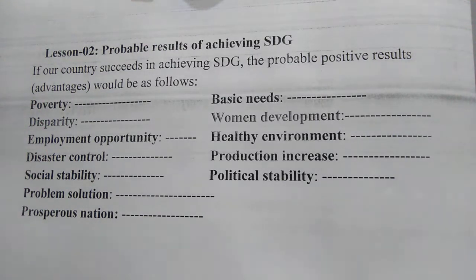Next point, women empowerment, women development. Gender equality will be established. Women repression will reduce. As a result, women empowerment will be ensured in our family, society, state, and all other levels. Next point, employment opportunity. There will be no burden of foreign loans in Bangladesh. Balance between income and consumption will come. As a result, employment opportunities will be created in Bangladesh if we succeed in achieving SDG. Now, healthy environment. Healthy environment for healthy living will be created through the supply of clean water and sanitation both in rural and urban areas in Bangladesh.